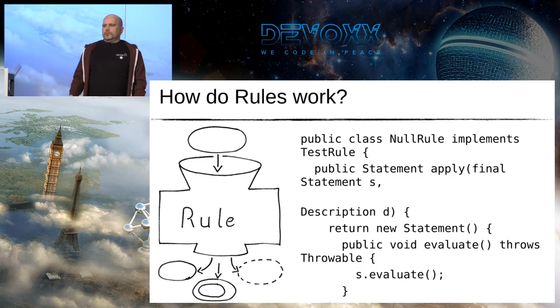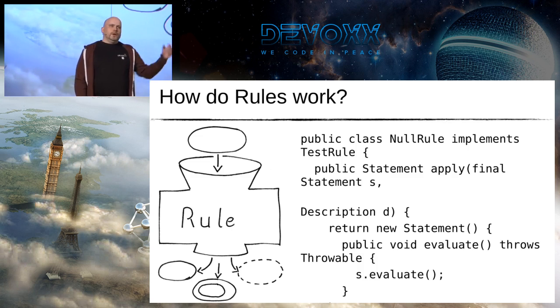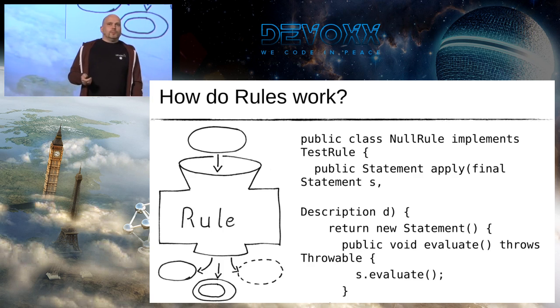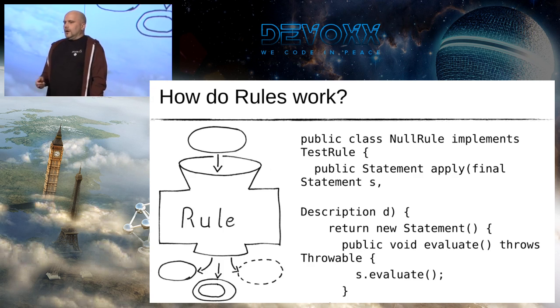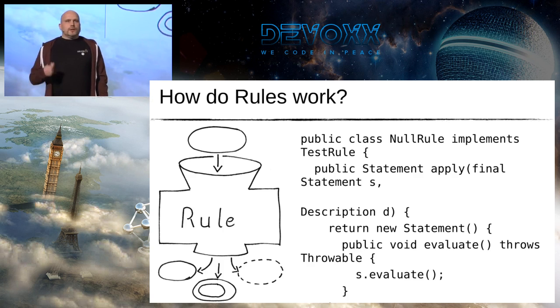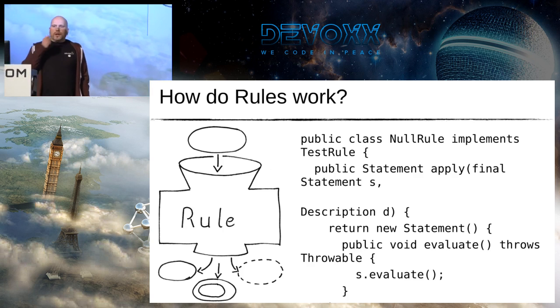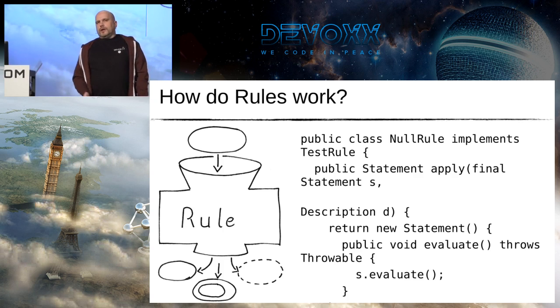So now, what is a rule? A rule is a thing where you can put a statement in and get another statement out. Possibly the same statement, but more likely a different statement. And you can implement that. It's extremely easy. It's just another interface called TestRule. It again has one simple method called apply. It takes a statement and a description, we talk about that later, and it returns a statement.